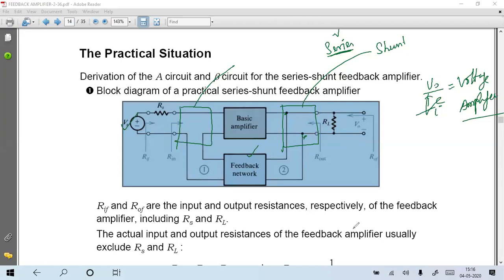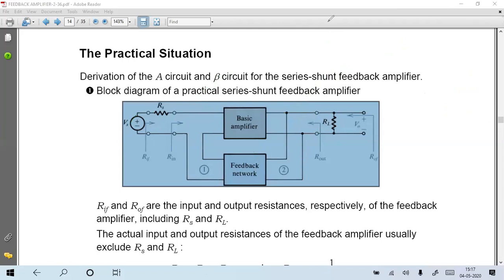Any doubt? Yeah, tell me. Okay, this is a voltage amplifier, because the output is voltage and the supply is also voltage, so it is a voltage amplifier, V0 by Vs. Now we take the practical situation.